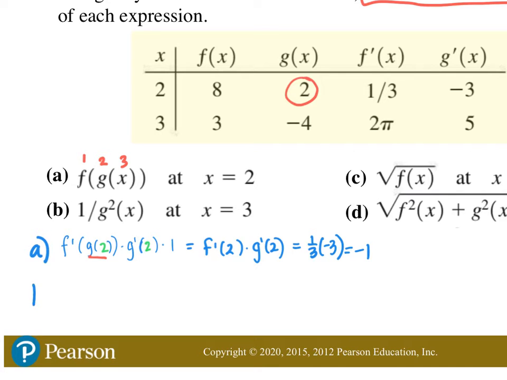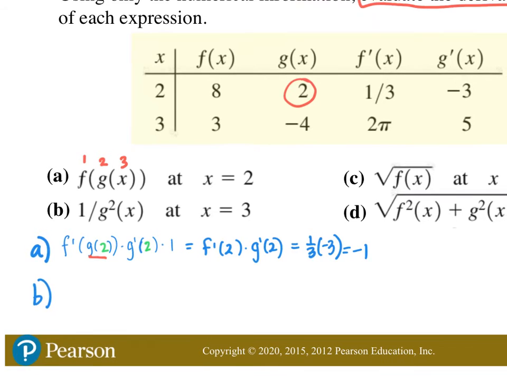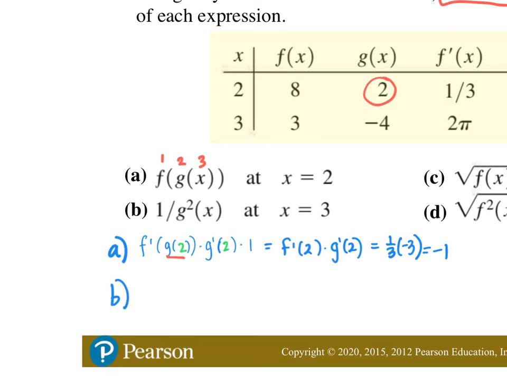For part B, you're going to want to think of this expression, 1 over g squared of x, differently. So rather than think of it as a fraction, I would encourage you to think of that in parentheses, and that would be g of x to the -2. That way you don't have to use the quotient rule. Okay, so it's reciprocal, so it's a negative power, and then the -2 goes on the outside.